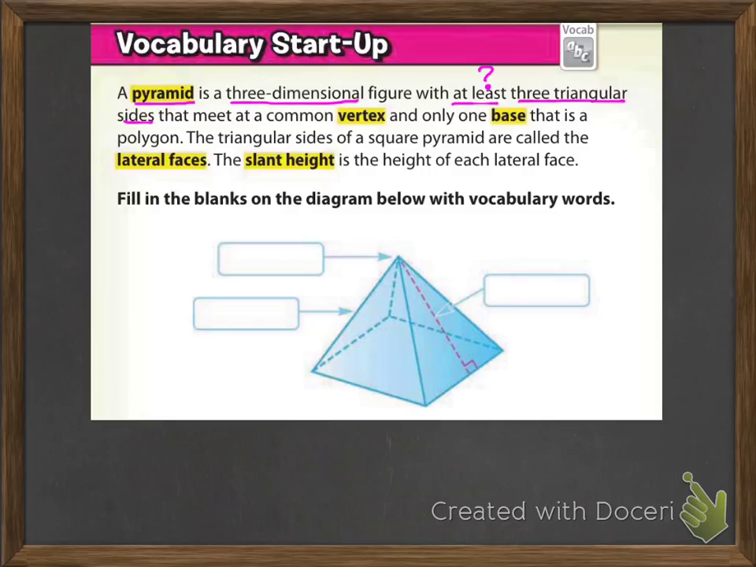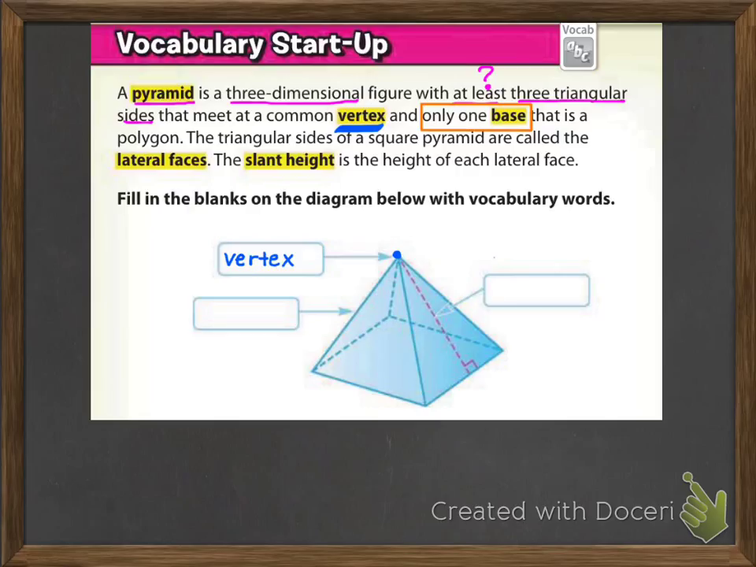The next piece under the vocabulary startup says a pyramid is a 3-dimensional figure with at least 3 triangular sides. You can see that I put a question mark above at least because that's saying that there could be more. That meet at a common vertex, so the sides all meet at a common vertex and only have one base that is a polygon. The triangular sides of a square pyramid are called the lateral faces.